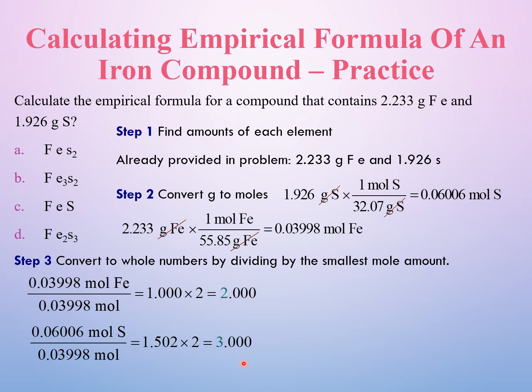Okay, so you got to remember, if after you divide by the smallest number, you still have a fraction or decimals, what you want to do is get rid of it by multiplying with a number that turns both of them to whole numbers. So what we get here is Fe2S3 instead of Fe1 and then S 1.5. Okay, so we get Fe2S3, or D.